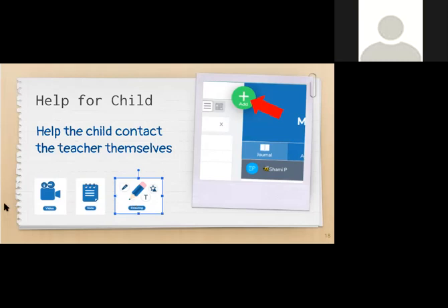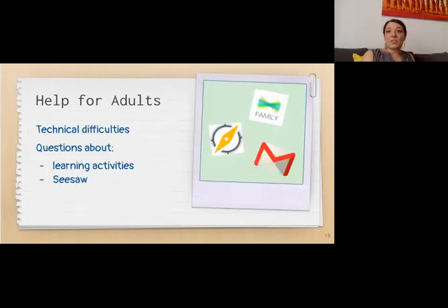Okay. If the adult needs to contact the teacher, this might be because of technical difficulties or problems with Zoom, or there might be a difficult question about an activity or how to use Seesaw.